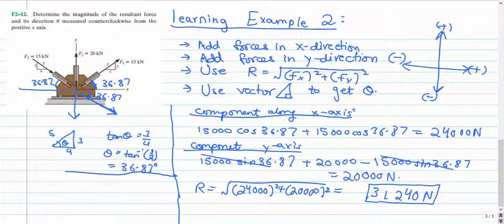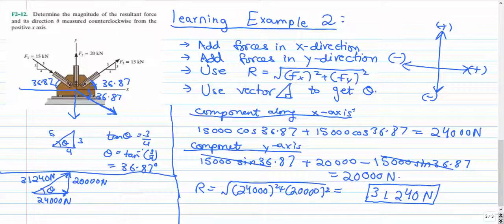I'm going to use this space right here to find the angle theta. So we need to draw the vector triangle. The sum of our components along the x-axis gives us 24,000 newtons towards the positive x-axis, while the sum of our components along the y-axis gives us 20,000 newtons upwards, and our resultant vector is 31240 newtons.